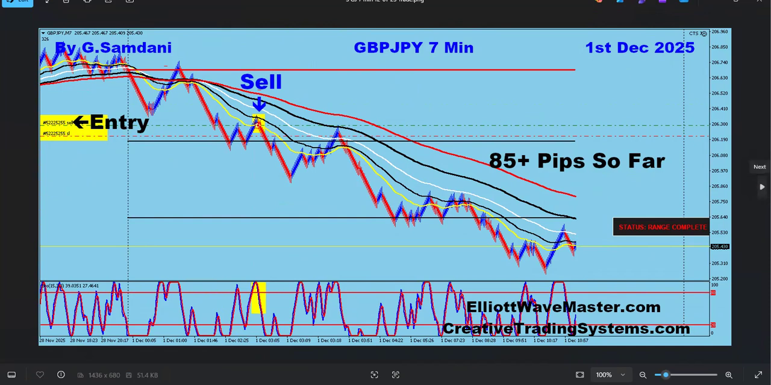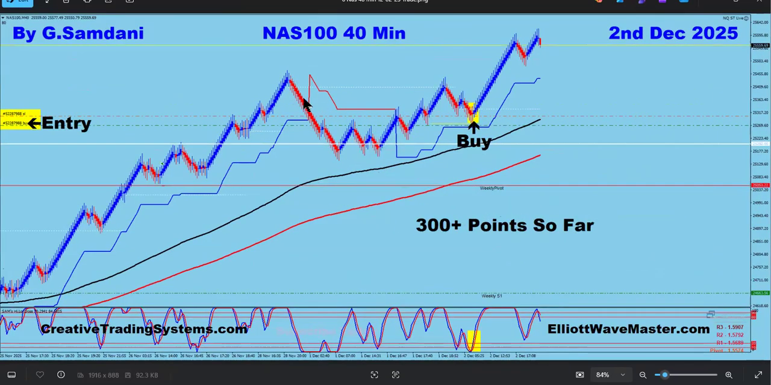Just pay attention that when these indexes start moving for one reason or the other, all the pairs that involve that currency start moving, right? So when yen starts to get strong, all yen pairs start to go down. That's how it is.